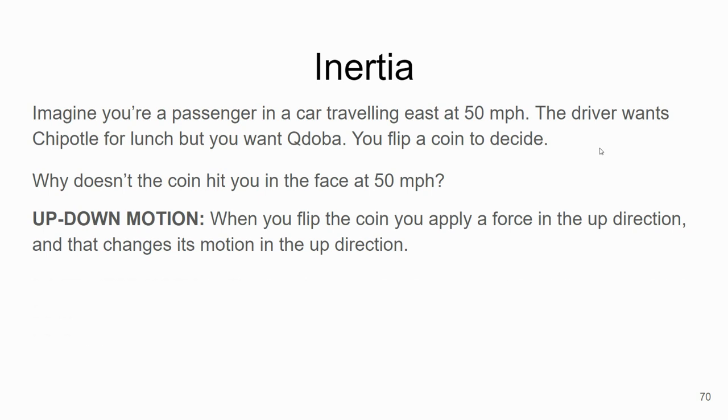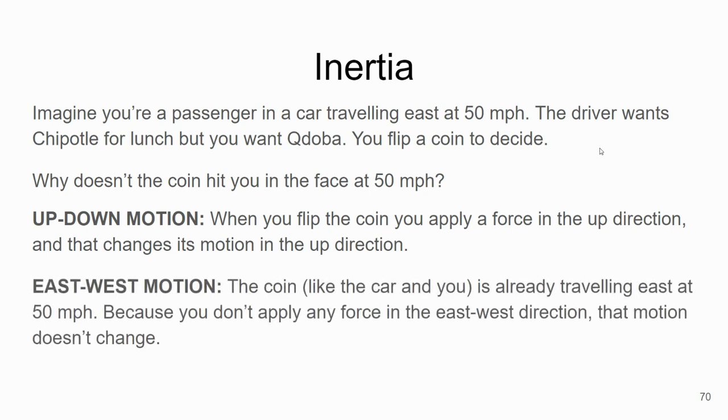It's because the coin has inertia. The coin was already going down the road at 50 miles per hour. So when you flip it up, you're putting a force on it that changes its up and down motion. But you're not putting a force on it to change its east-west motion. So because this coin was already moving east at 50 miles per hour, and you put no force on it, east or west, that motion is not going to change. So it was already in motion in a straight line at a constant speed. You didn't apply an east or west force on it, so that motion doesn't change.